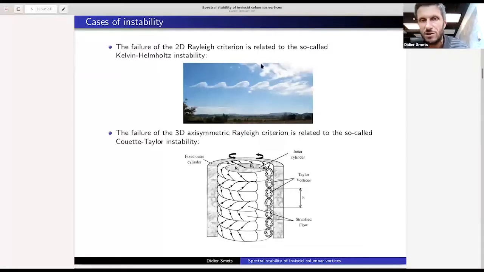So this one is not satisfying the first Rayleigh criterion, and the instability you see here, due to the clouds, is the formation of this roll in the layer. That's what's called a typical Kelvin-Helmholtz instability. And the failure of the second Rayleigh criterion is related to what is called the Couette-Taylor instability, and that's something you can visualize. It's more complicated.